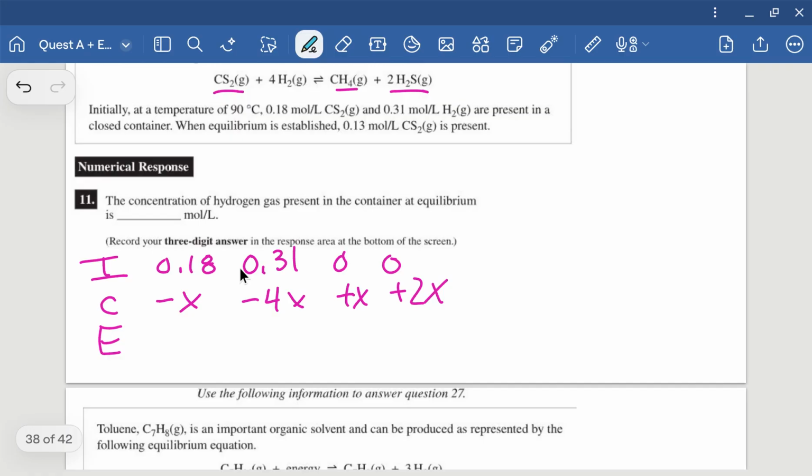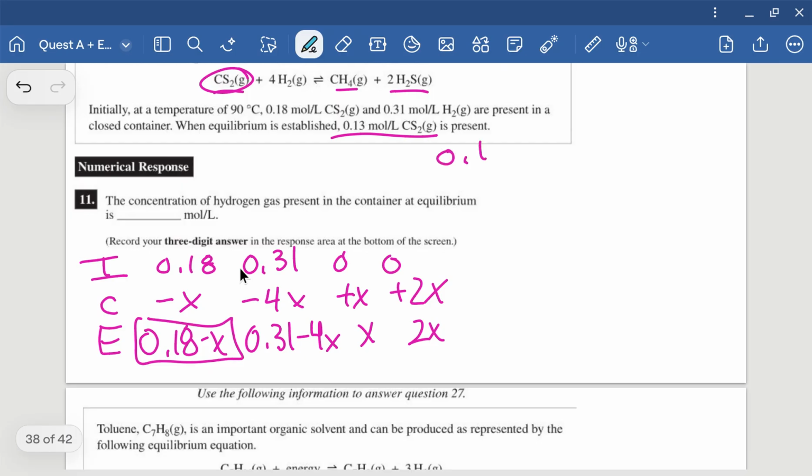So I'm filling this in, so I'll have 0.18 minus x, 0.31 minus 4x, and then x and 2x. But it tells me at equilibrium, my CS2 equals 0.13. So I'm going to take that 0.18 minus x and set it equal to 0.13. I can solve for x. When I do that, I'll find out that x equals 0.05.